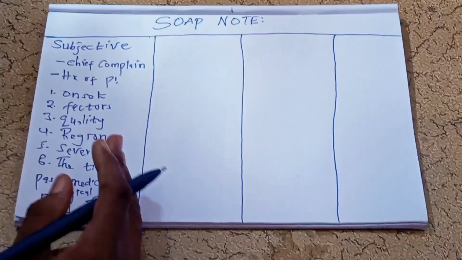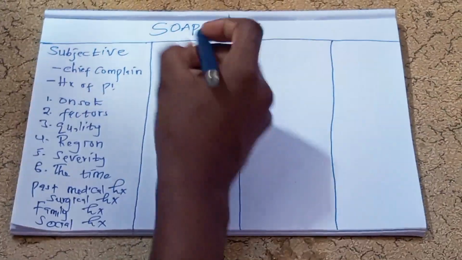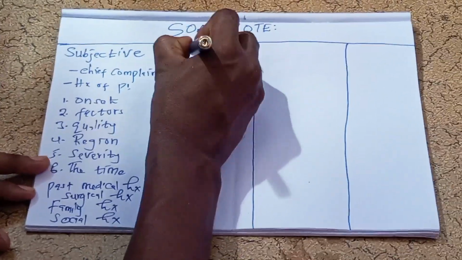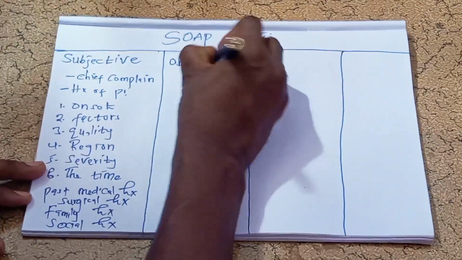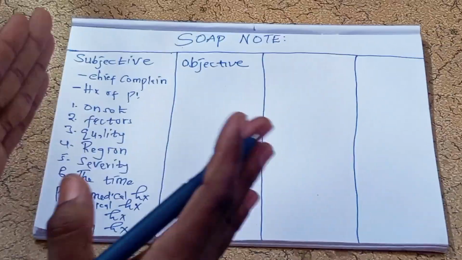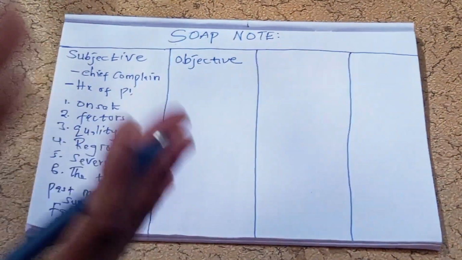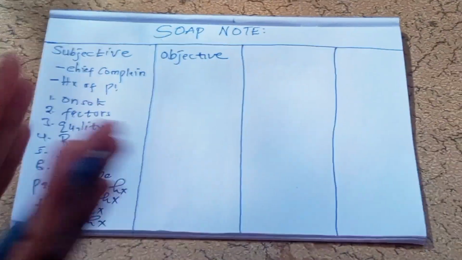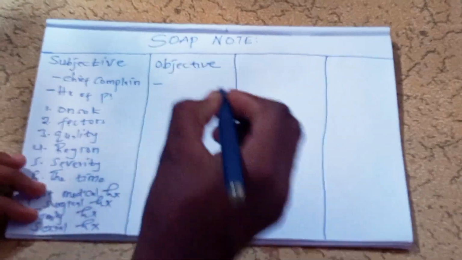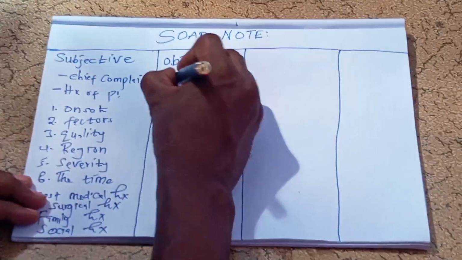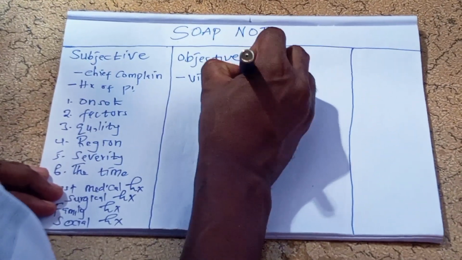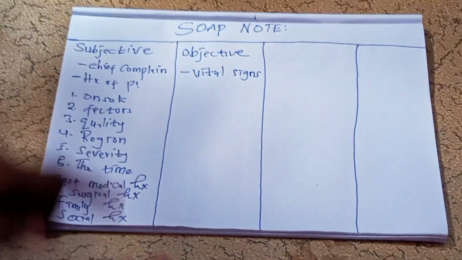Okay, let us go for the objective. O represents objective. So in the objective section, this is where you are going to gain factual information about what you observed from the patient. For example, measuring vital signs. So you start by measuring vital signs.